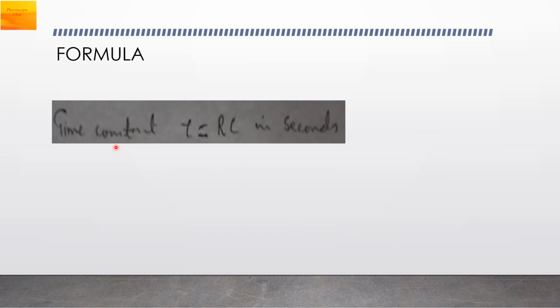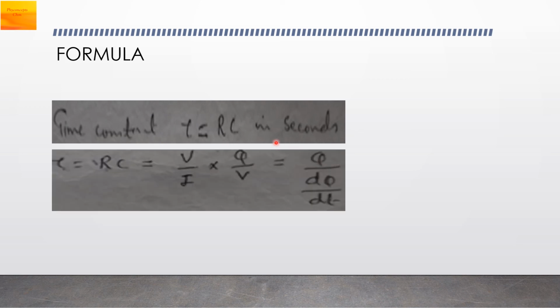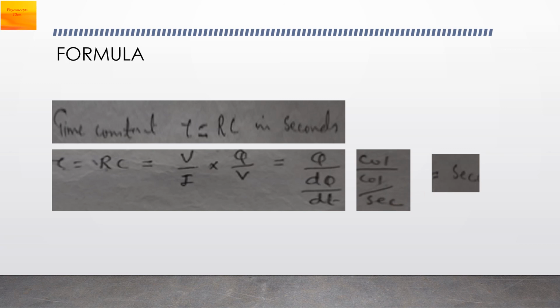Formula: the time constant tau is equal to RC, which is in seconds. In this, R can be written as V upon I and C, capacitance, can be written as Q upon V. Q is the charge. V will get cancelled out and I can be written as dQ upon dt. Substituting the units of charge as coulombs and for time as seconds, we get the unit as seconds.